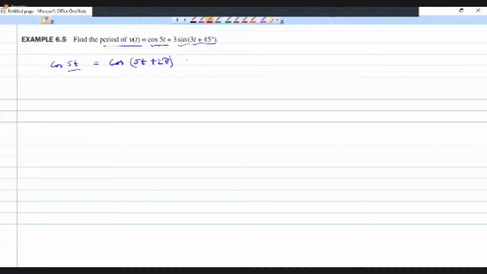So what happens if I take this 5 out? You'll get t plus 2 pi by 5. Now it has come to the form of v of t, and this has come to the form of v of t plus capital T, right? Where capital T is equal to 2 pi by 5. So for the first function, the time period is equal to 2 pi by 5, because we can compare this. This is our capital T here. Okay.